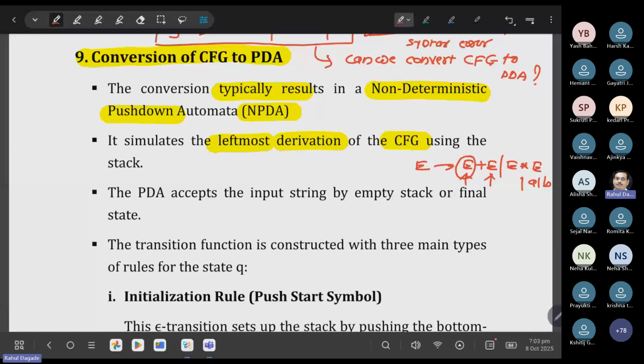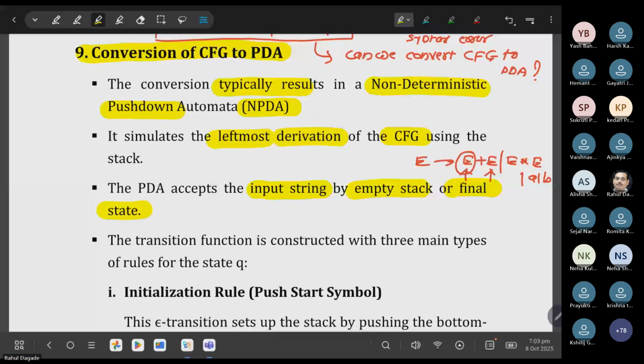So this conversion is always a leftmost derivation. The PDA accepts the input string by empty stack or by final state. We can have both conversions. And the transition function is constructed with three main types of rules for state. So what is the first rule? The first rule is an initialization rule, also called push start symbol.